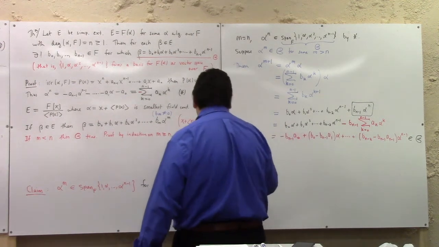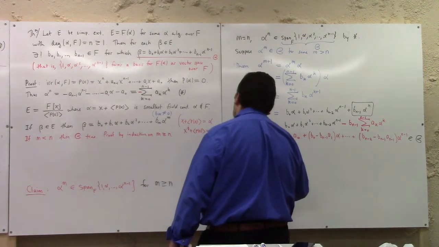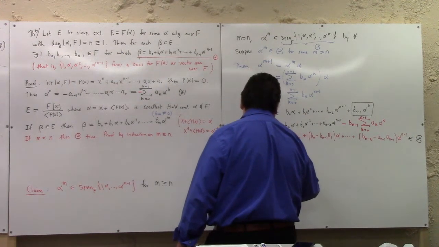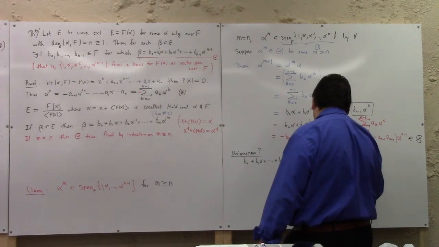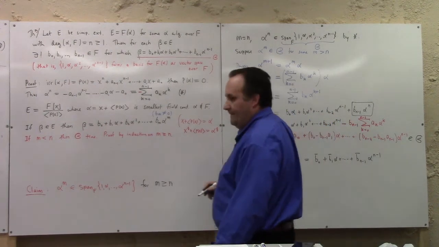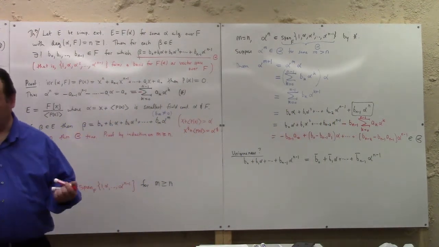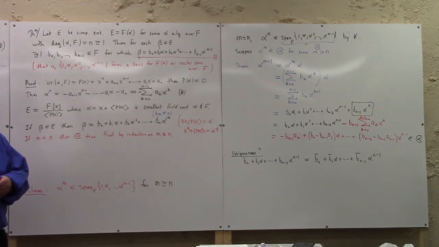Well, if we had b0 plus b1 alpha plus and so on plus b n minus 1 alpha to the n minus 1 equal to, let's say, b0 bar plus b1 bar alpha plus and so on plus b n minus 1 bar alpha to the n minus 1, right? Suppose you had two different sets of coefficients with respect to this basis of 1, alpha, alpha squared, up to alpha to the n minus 1. Well, see what you can do with that? You can put it all to one side. Just move everything to one side. What do you got?